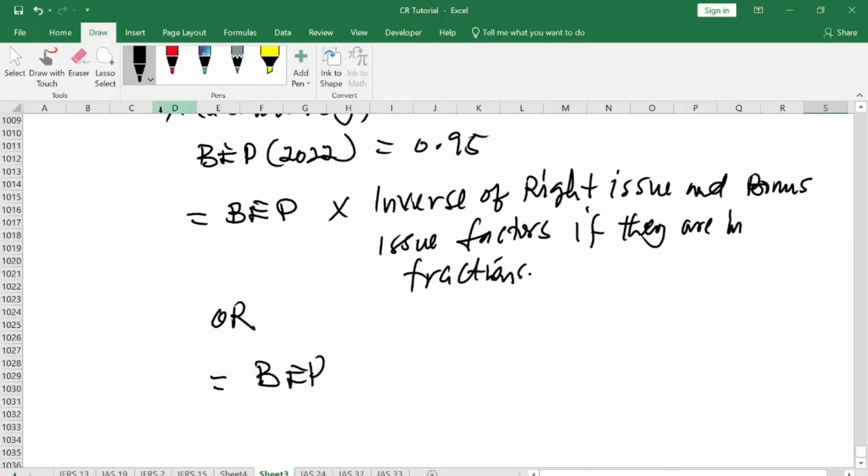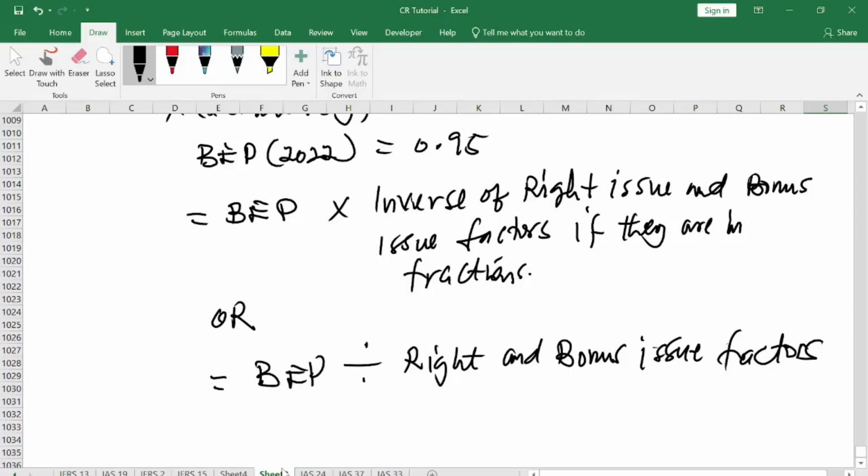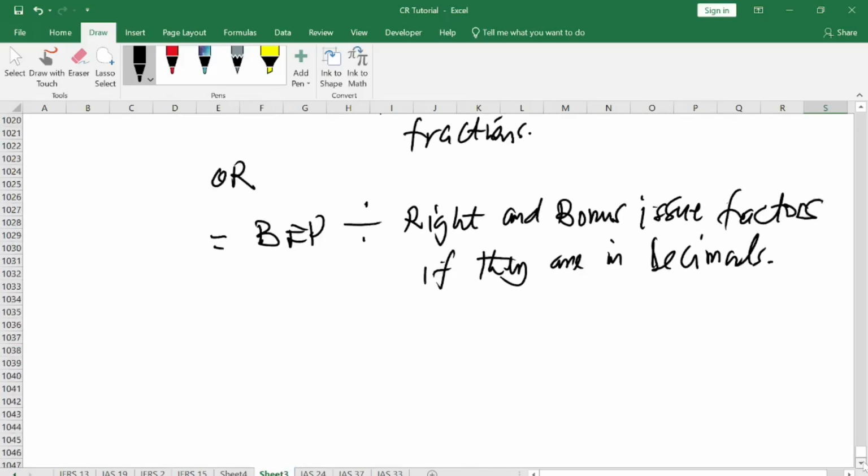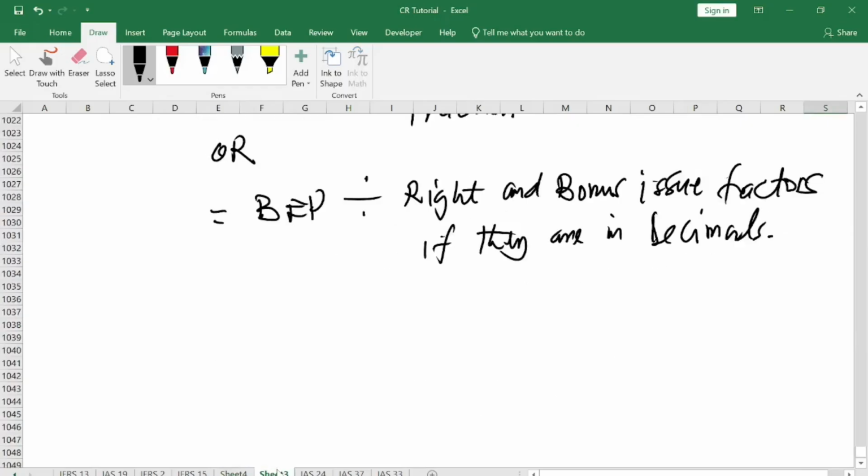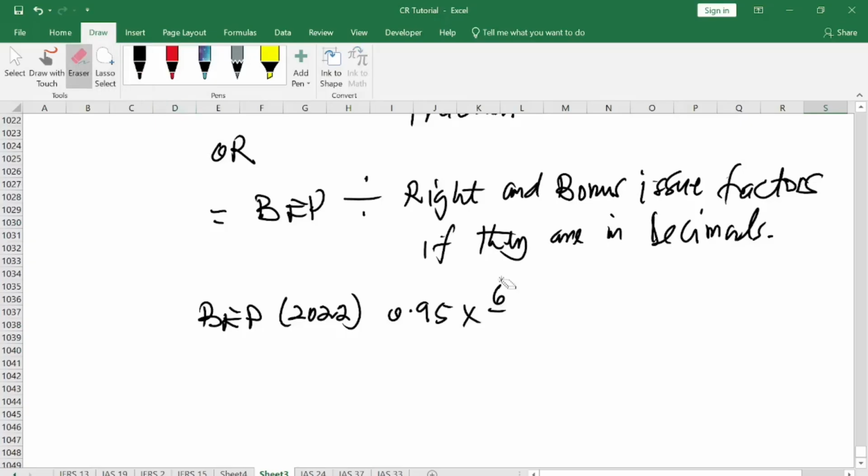Or basic earning per share divided by the right and bonus issue factors if they are in decimals. Let me demonstrate that for you to see them. The first one, we have basic earning per share 2022, how much? 0.95 times the right issue and bonus issue factor. So bonus issue is 6 over 5, right? The inverse of it will be 5 over 6.